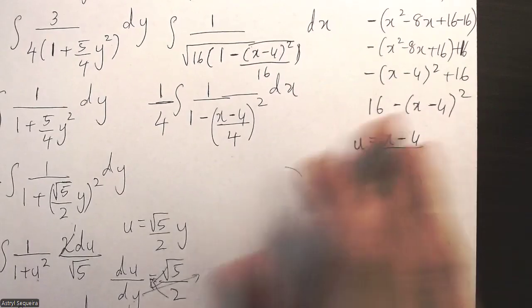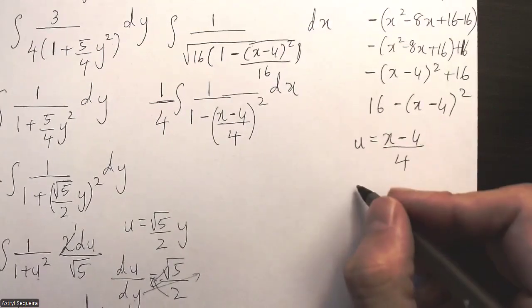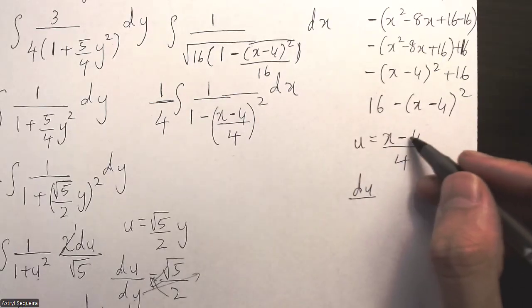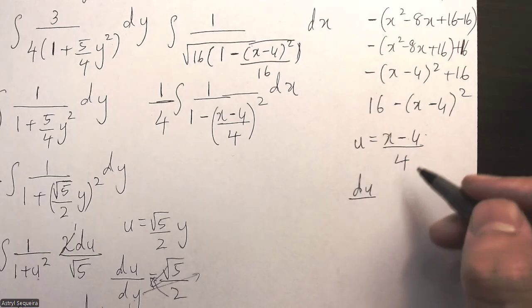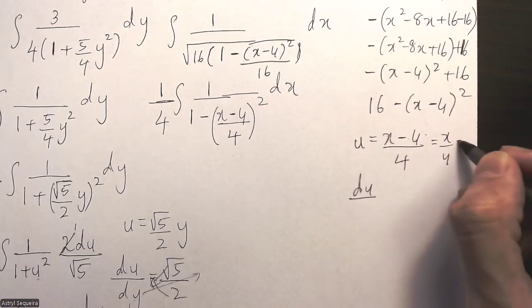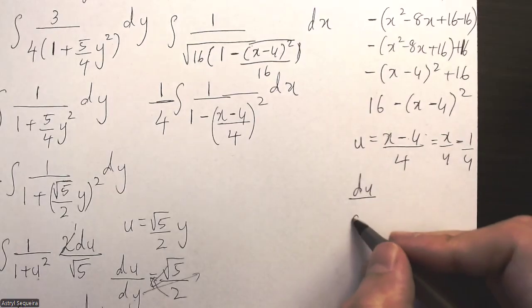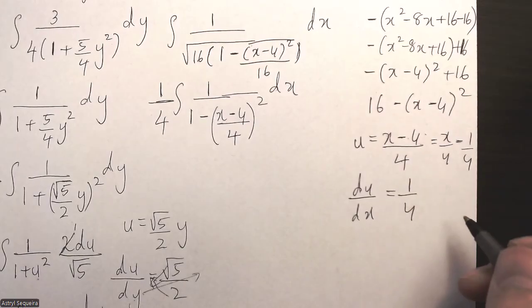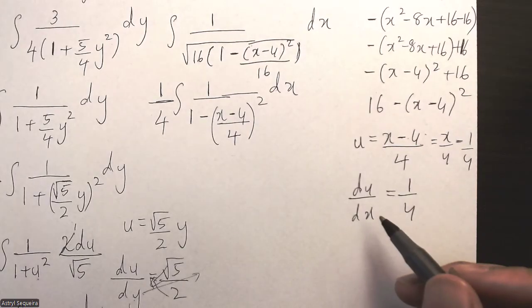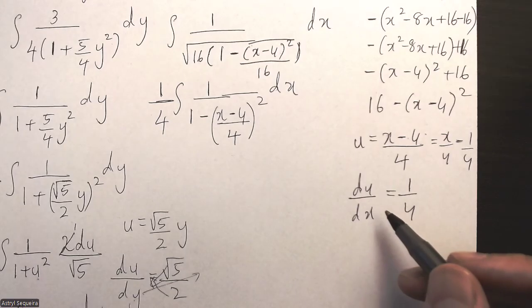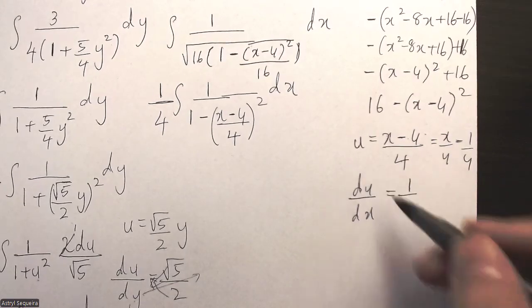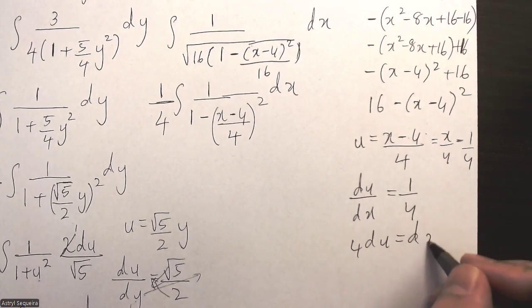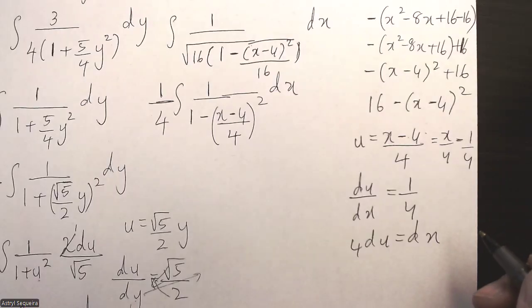When we derive this, again, this is not too hard of a derivation, but basically it's just the derivation of x over 4 minus 4 over 4, which is the derivation of x over 4 minus 1 over 4. So du over dx, that's just 1 over 4. That will turn into 0. And then if I want to isolate dx, I'm just going to cross multiply this over and that over. So 4 du equals dx. I can do all my substitutions now.